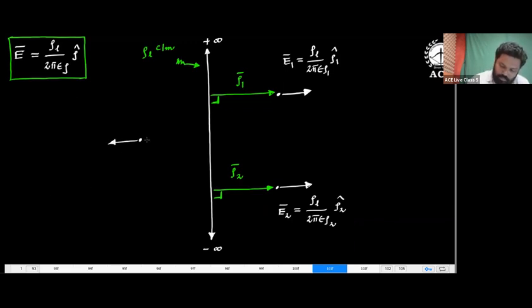So it is dependent on the perpendicular distance. What is the perpendicular distance? Let us say it is a rho 3 vector. E3 is equal to rho L by 2 pi epsilon rho 3 into rho 3 cap.